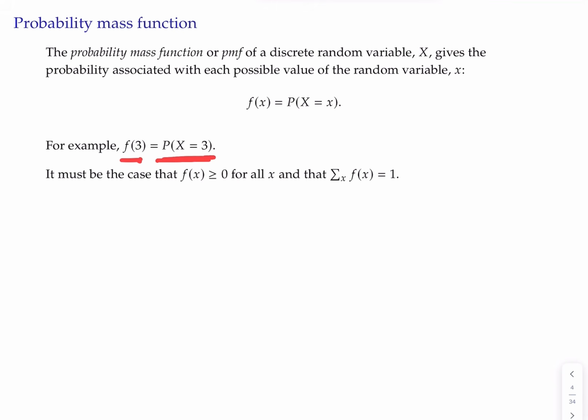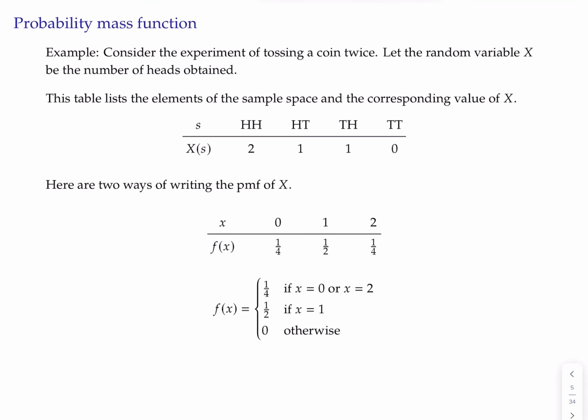It's a particular probability, so it has to obey all the rules of probability, including that each probability has to be non-negative, and that if you add up the probabilities across all the possible x, you should get a total probability of 1. Okay, here's an example that we will look at. A relatively simple example, without being totally trivial, is tossing a coin twice, and let random variable x be the number of heads that we get.